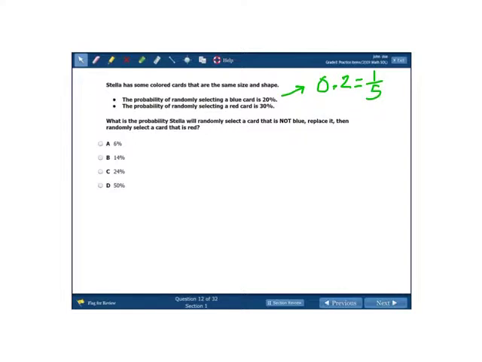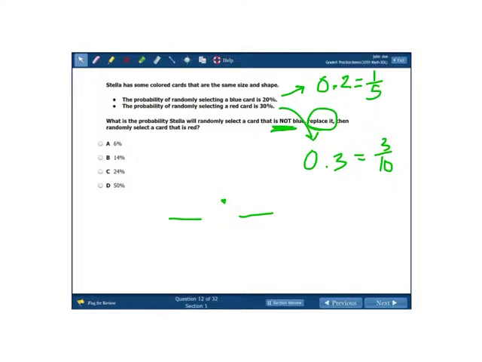The probability of getting a red card is 30%. I'm going to put that down here, 0.3 or 3/10. What's the probability that she'll randomly select a card that is not blue, replace it, and then randomly select a card that is red? So the fact that we're replacing them means that we have two separate probabilities, and we aren't going to have to worry about the second one in terms of the first one already happening. That's the replacement part. This is the part that gets a little bit tough, though.